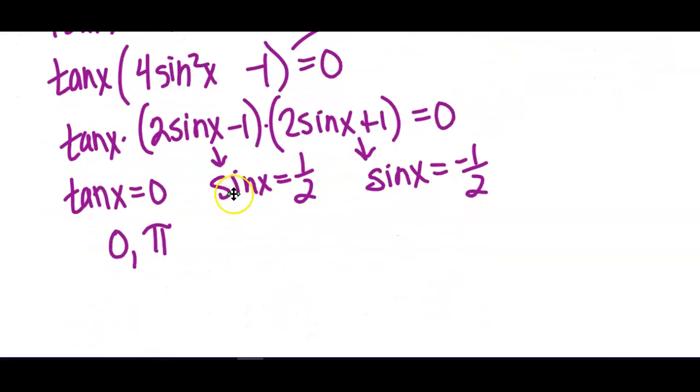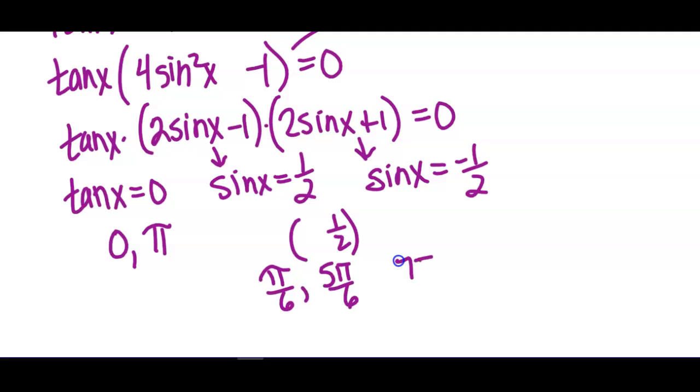Okay. Where is the sine 1/2? That means I'm looking for ordered pairs that have a 1/2 at the back. And that would happen at pi over 6 and 5 pi over 6. And a negative 1/2 would happen at 7 pi over 6 and 11 pi over 6. Now, tangent is undefined at pi over 2 and 3 pi over 2, and we didn't get that on our list. So we are looking at there being 6 answers to this.